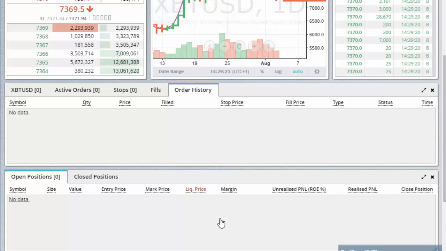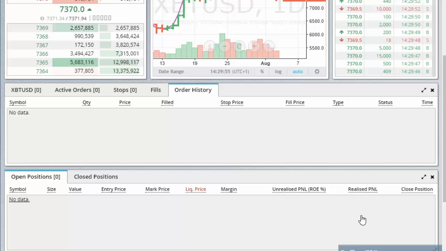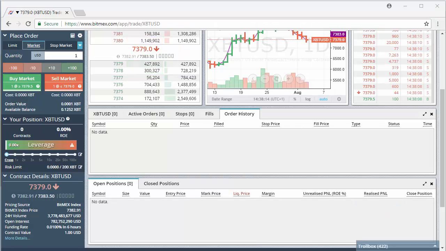But you should never ever have a situation where you end up having your position liquidated. You should always have some sort of protective stop in, but that's what the liquidation price will be on the order ticket. Then we've got the margin, how much margin is required to hold a position. You've then got unrealized P&L, and again, this shows you what the potential profit is on the trade while it's open, and then obviously you've got the realized gain and closed position as well.